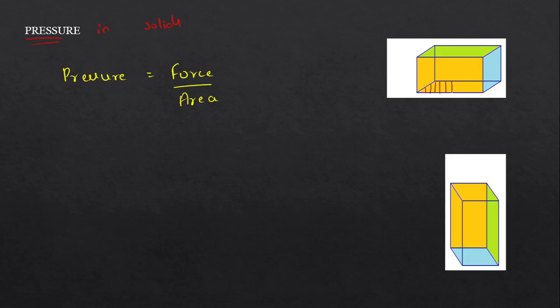In this diagram we have a cuboid which is placed in position 1. Here this is the area of contact. Now in the second picture the same cuboid is placed in a different manner, so the area of contact decreases. As the area decreases, the pressure will increase. The unit of force is Newton and the unit of area is meter square, so the unit of pressure becomes Newton per meter square.